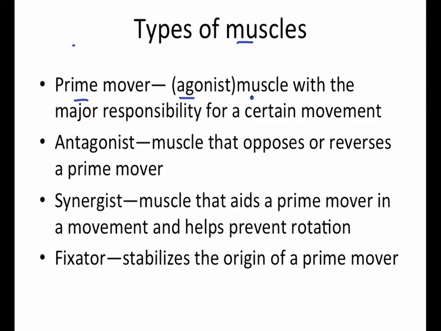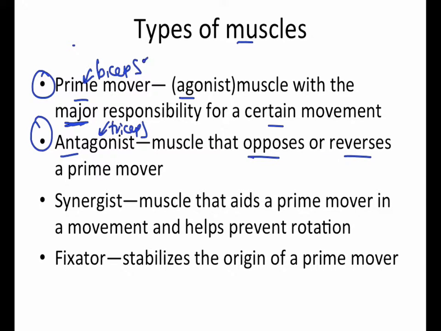This is going to be the muscle that has the most responsibility for a certain movement. So it's going to be the primary mover. Then you have the antagonist. The antagonist is going to be the muscle that opposes or reverses the prime mover. So an example of each of these would be if your biceps in your arm is the prime mover, then the antagonist is going to be your triceps. Okay, so it's going to oppose or reverse. So if you're flexing your biceps, then your triceps are going to be extending.